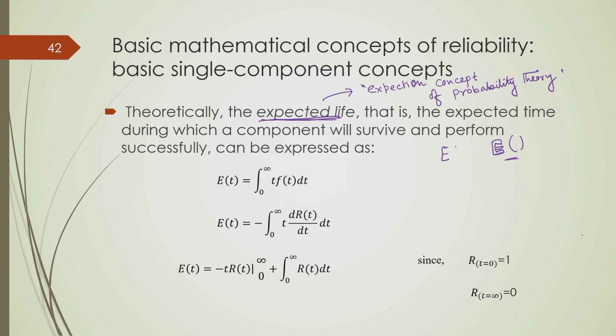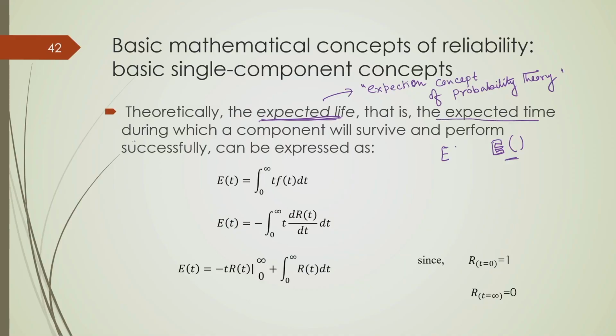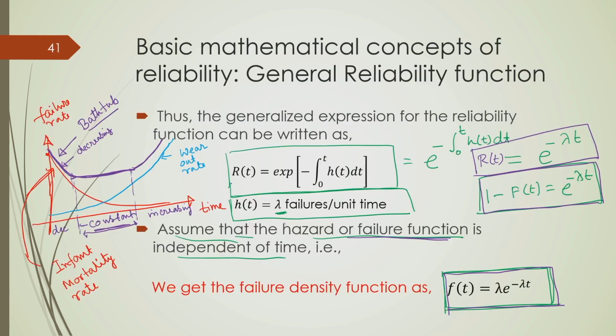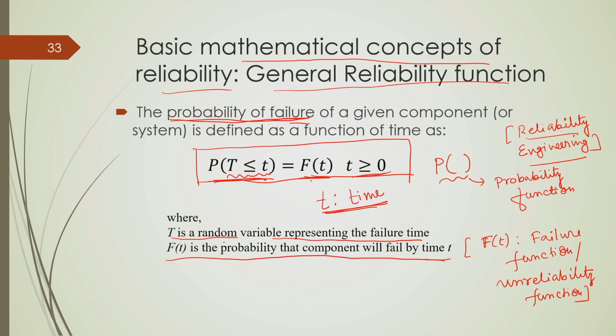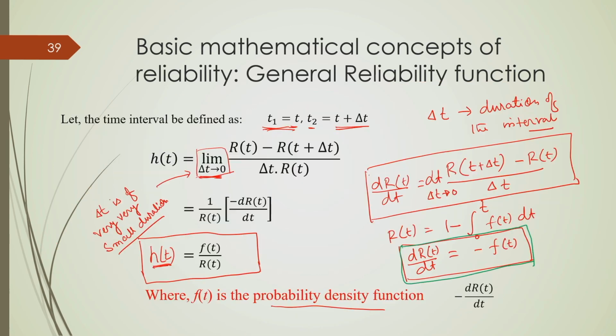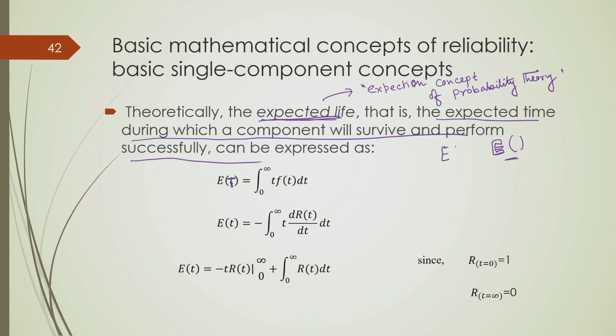Okay. Now, how to represent this expected time or expected life period? The definition of expected life period is basically the expected time during which a component will survive and perform successfully, which is very important to us. This should be capital T. This capital T is basically a random variable representing the failure time. Okay. So, this expected value of capital T can be obtained as the integral of t f(t) dt with a limit of 0 to infinity.